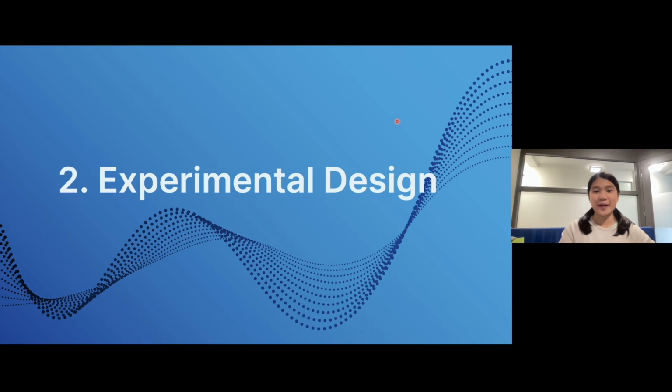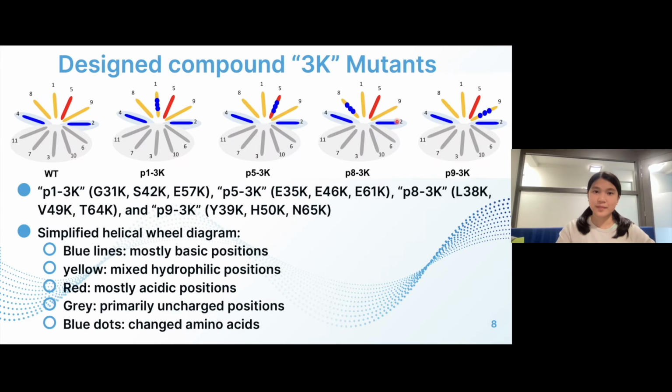Next, I will tell you about the design of this experiment. First of all, I have designed 4 mutants to extrapolate the effect of E46K and examine how they are different on each of these positions 8, 1, 5, and 9, which are cytosol exposed. So P13K is composed of 3 mutations: G31K, S42K, E57K. And all of the other mutants are also composed of 3 mutations which have changed into lysine.